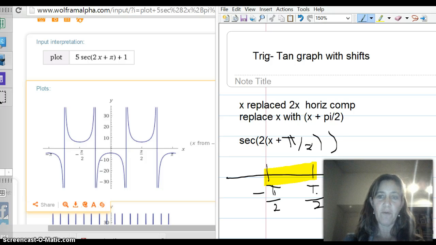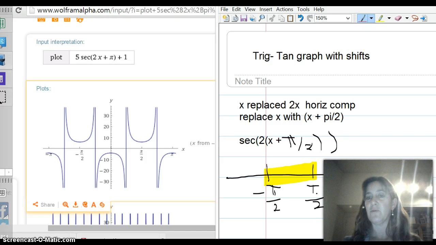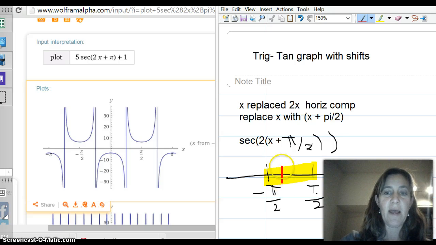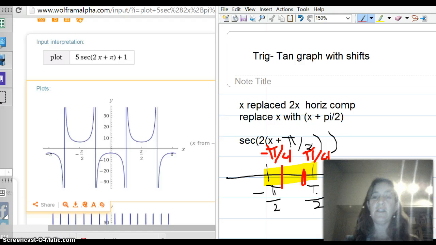So from here, this was our original one. We said the first thing we're doing is the horizontal compression, so everything is compressed by 2. Instead of a distance of pi between my asymptotes, it's a distance of pi halves, and I'm going to have asymptotes every pi fourths. So they'll be at negative pi over 4, and this would be pi over 4, and then I would continue, with every pi halves being the spacing.